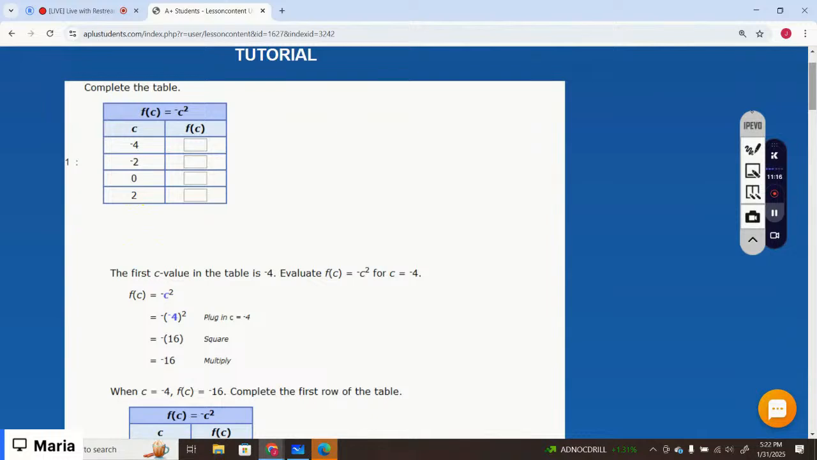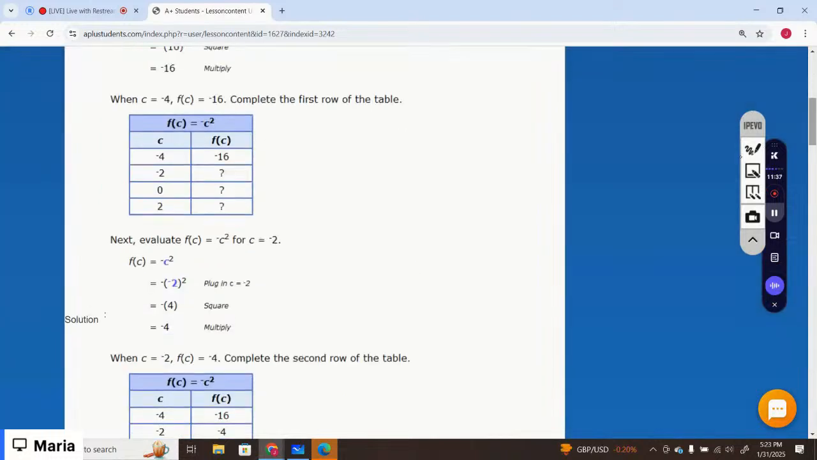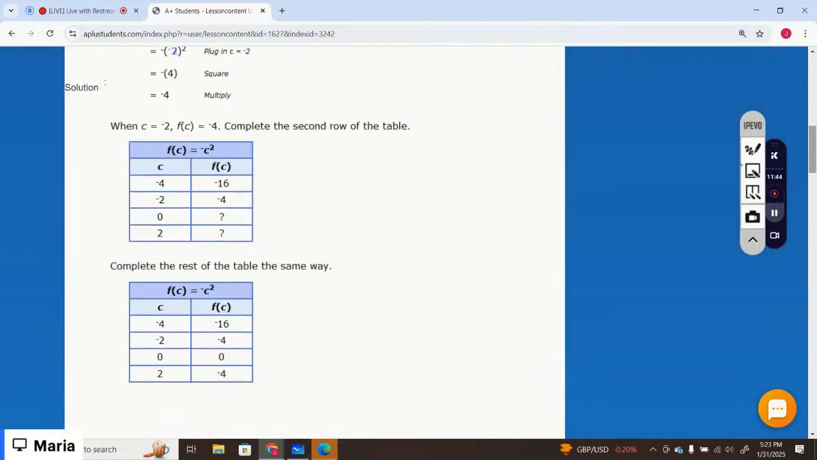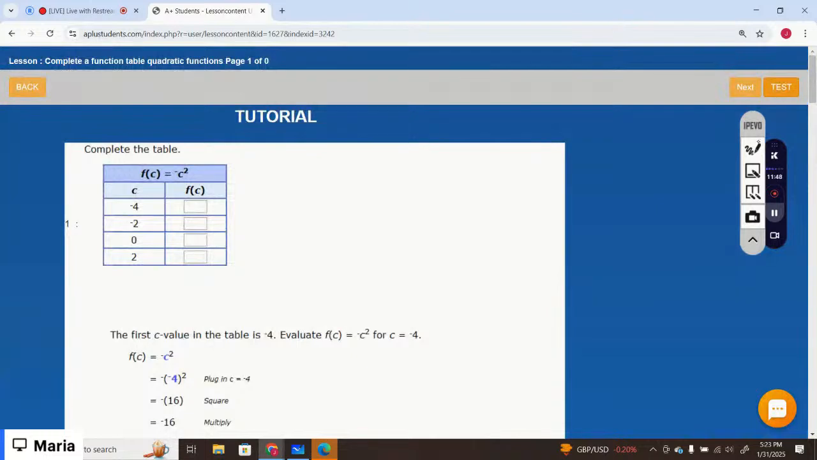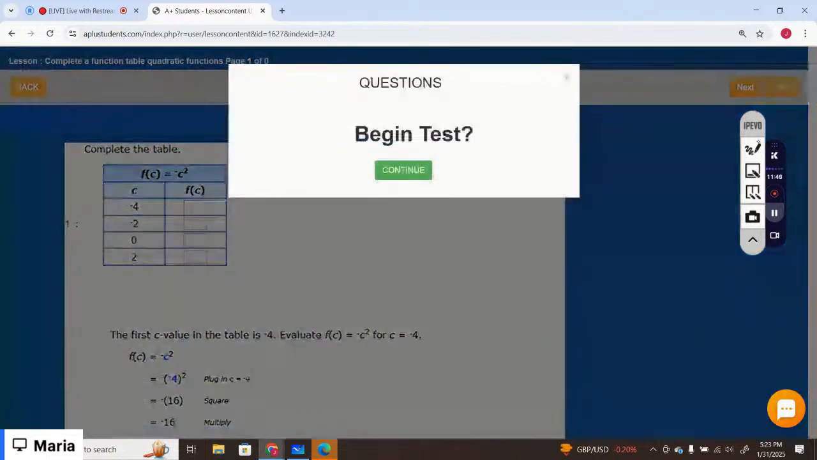The values of c are -4, -2, 0, and 2. So you have to start with the value -4. You have to replace the c with -4. That is 16. So c is -4 and f of c is 16. Then you have c is -2. Evaluate for c is -2, that is -4. This way you can complete the table. Let's just start with the test questions.